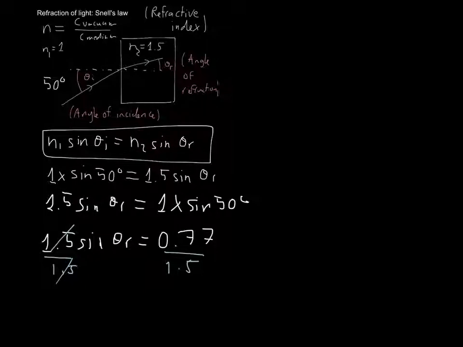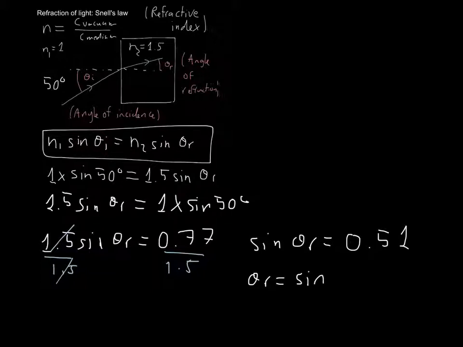So then I get sine of theta r equals 0.77 divided by 1.5, and that gives me 0.51. So 0.51. And now I need to find theta r. In order to find theta r, all I need to do is to go to the calculator and write sine minus 1 of 0.51. So I'm going to write here theta r equals sine minus 1, and this does the opposite of the sine. So if 0.51 is the sine of something, then this will give you the angle.